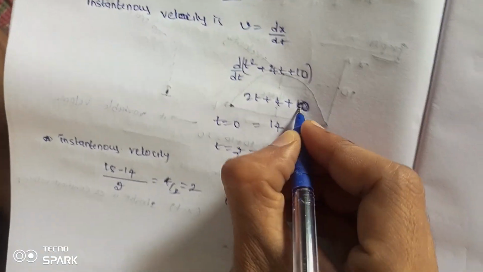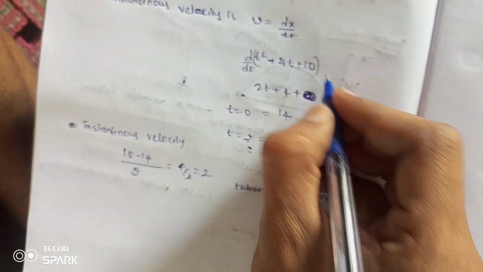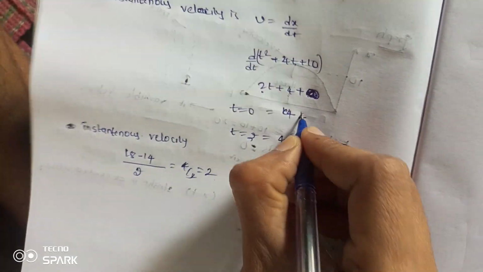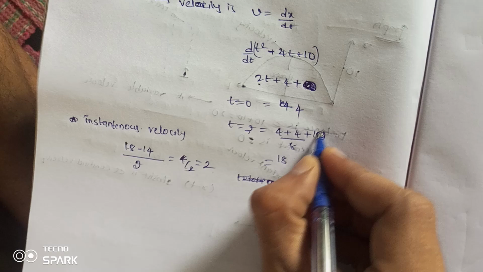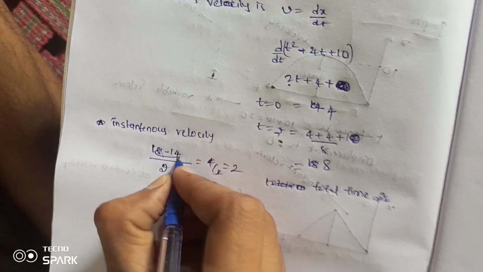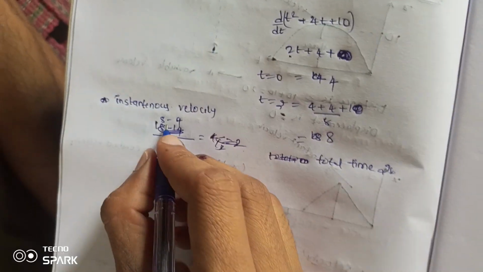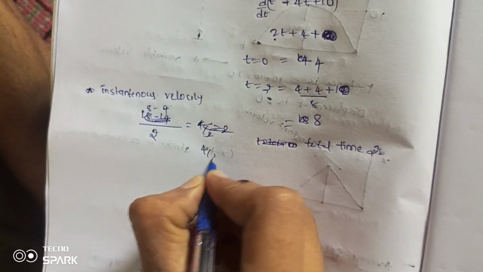Here it is 0 because the derivative of a constant is 0. It is only 4, and this is only 8. 8 minus 4 is 4, and 4 by 2 is equal to 2.